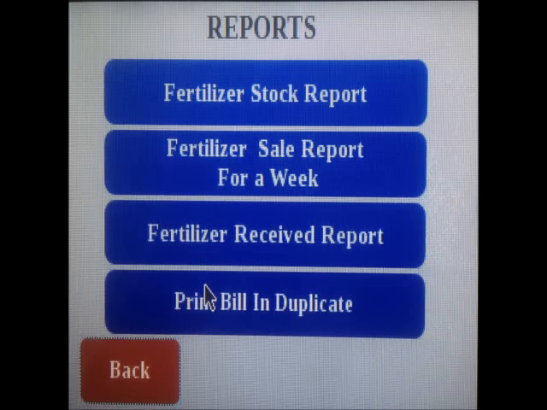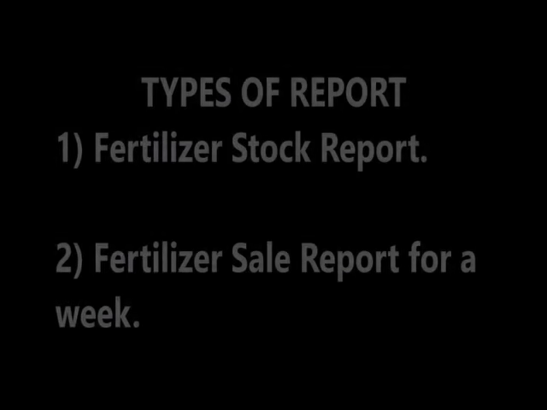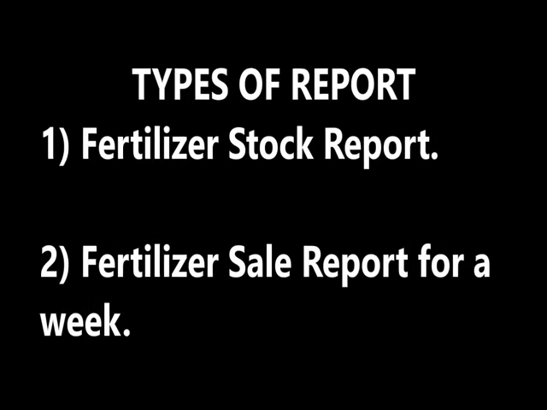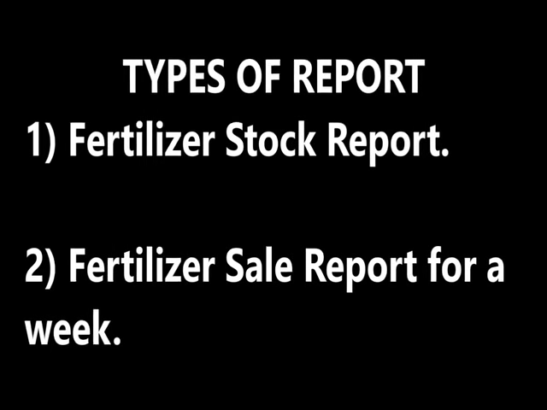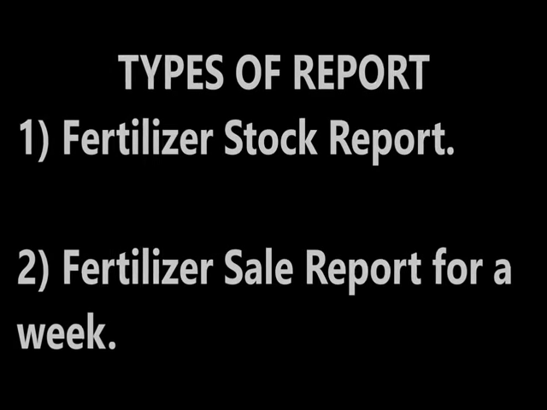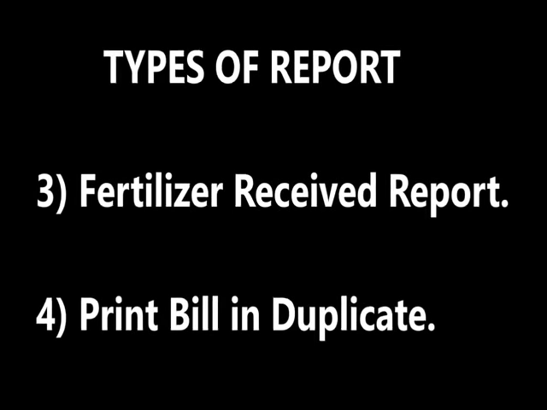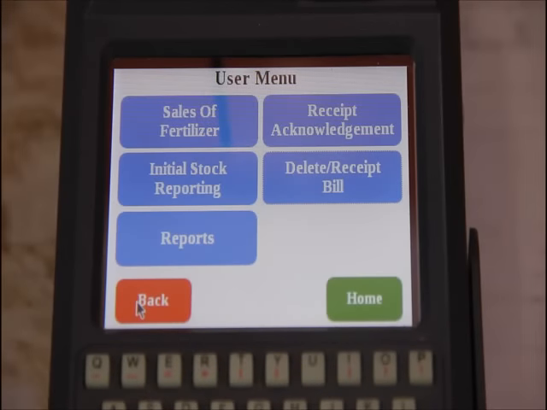This will facilitate stock to be recorded on a real-time basis. This module will help the user to generate the following types of reports relating to the stock, sale and receipts, etc. Firstly, fertilizer stock report. Second, fertilizer sale report for a week. Third, fertilizer receipt report. Fourth, print bill in duplicate. Click on the reports icon option to view the list of reports available.